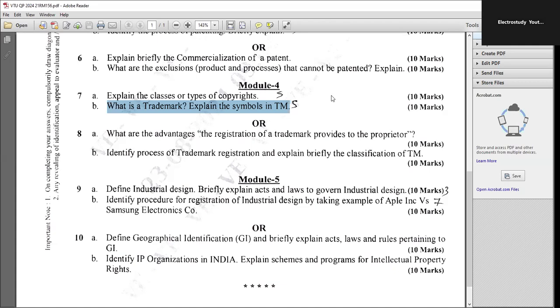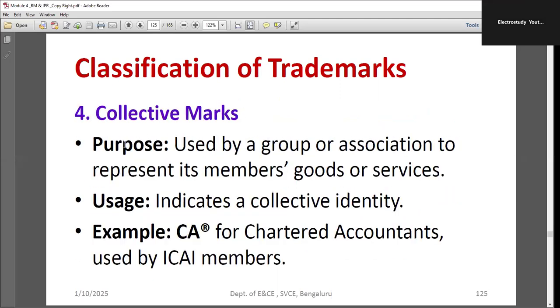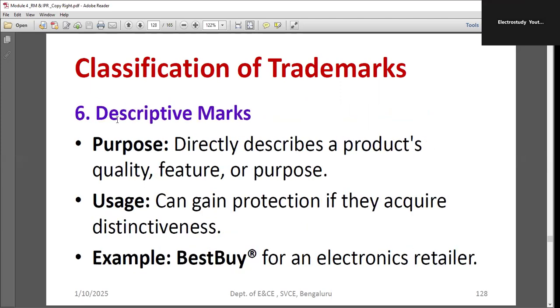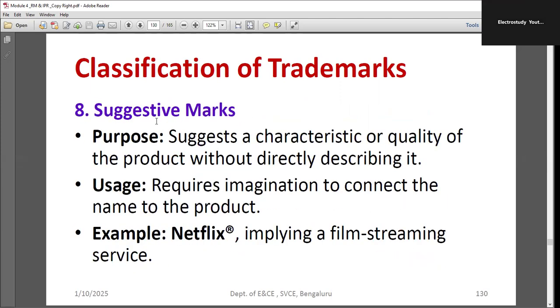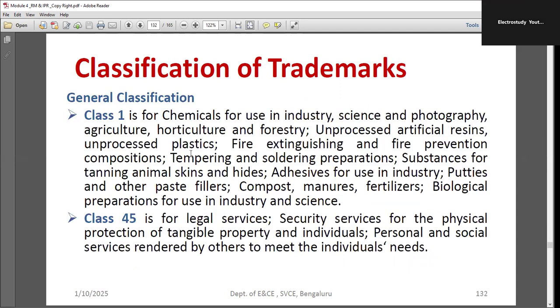I will take you to the screen. You have to explain the different processes of registering the trademark. That is very simple. Classification of trademark is product mark, service mark, certification mark, collective marks, trade dress, generic marks, descriptive marks, arbitrary marks, suggestive marks, fanciful marks. These are the classification. Also you can see different classes, class 1 to class 45. That also you can mention.